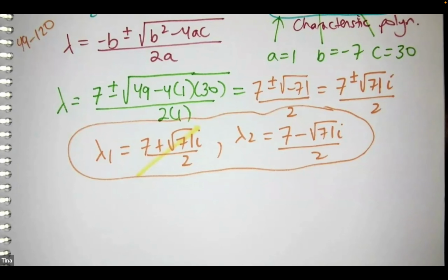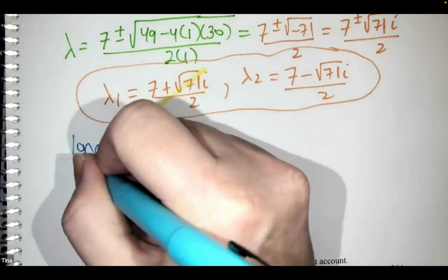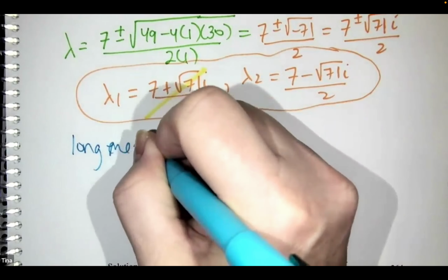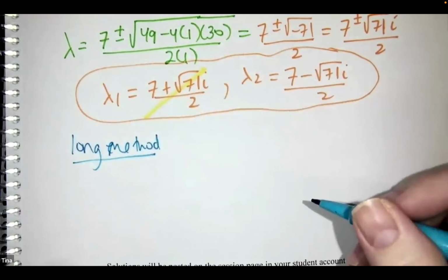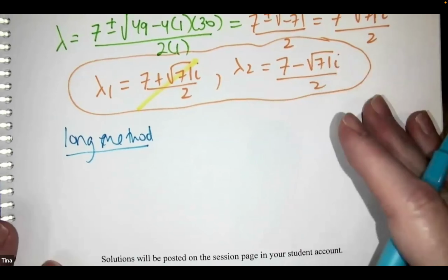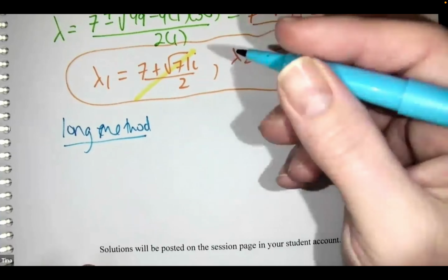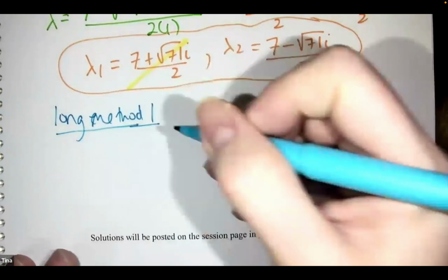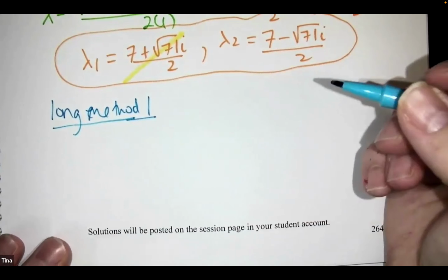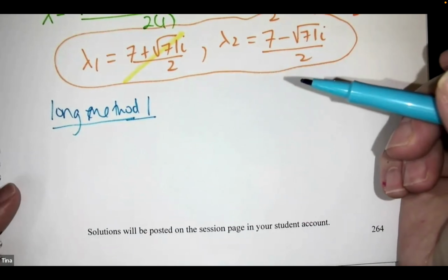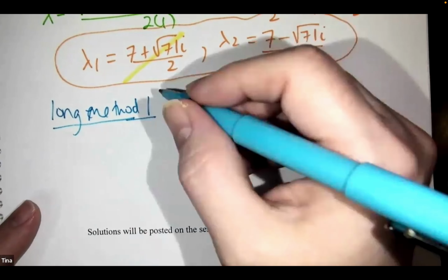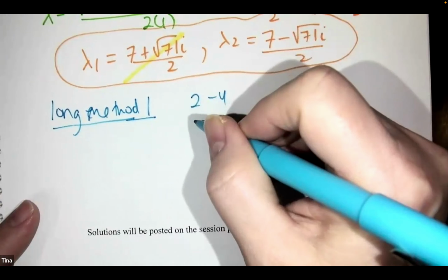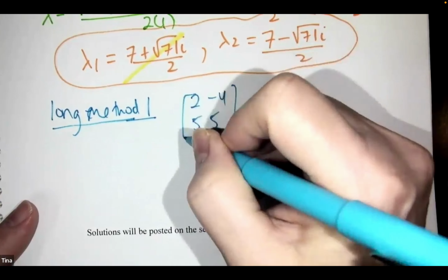Okay, does anyone want more time? Okay, so for those of you who picked the one that I showed you that they did in class, where they just kind of called it lambda first, we can call this long method 1, I guess. So we have our matrix. So we had 2, -4, 5, 5.